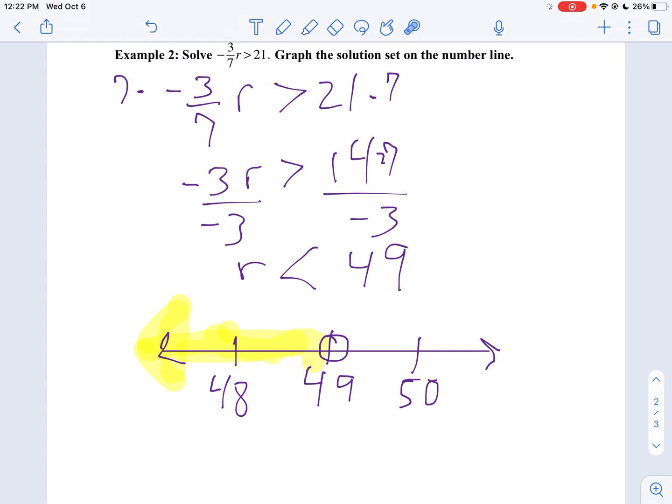Notice, if you put the variable on the left-hand side, whatever direction your inequality points, that's the part you shade on the number line. Just as a review.